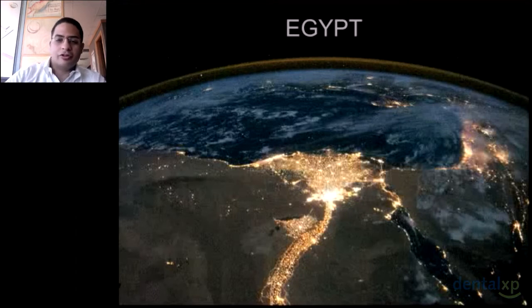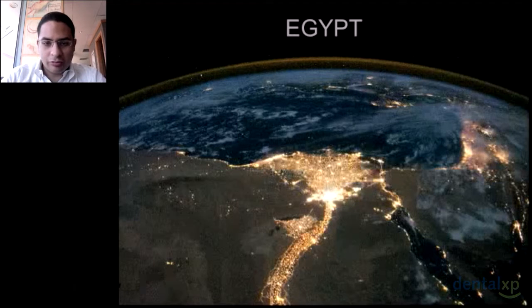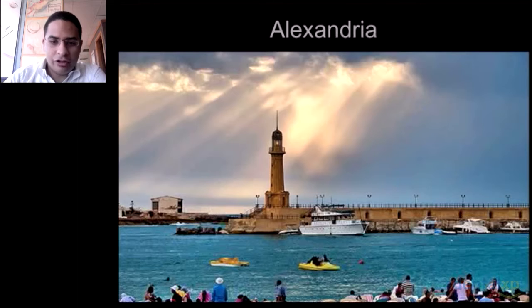Okay, here's a picture of my country, Egypt. This is a picture taken from the satellite, and as you see, it's a beautiful country. And if you go closer, here is Alexandria, the city where I live, and this is a beautiful lighthouse and the sea, and it's a really beautiful country.